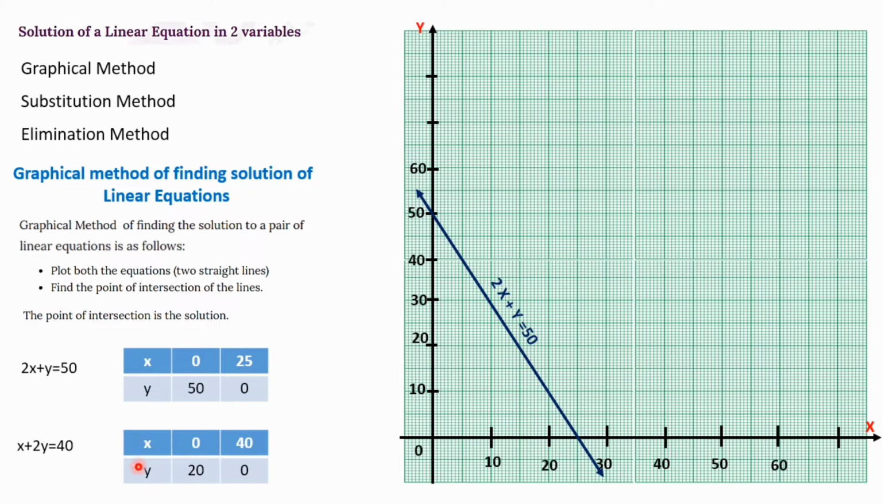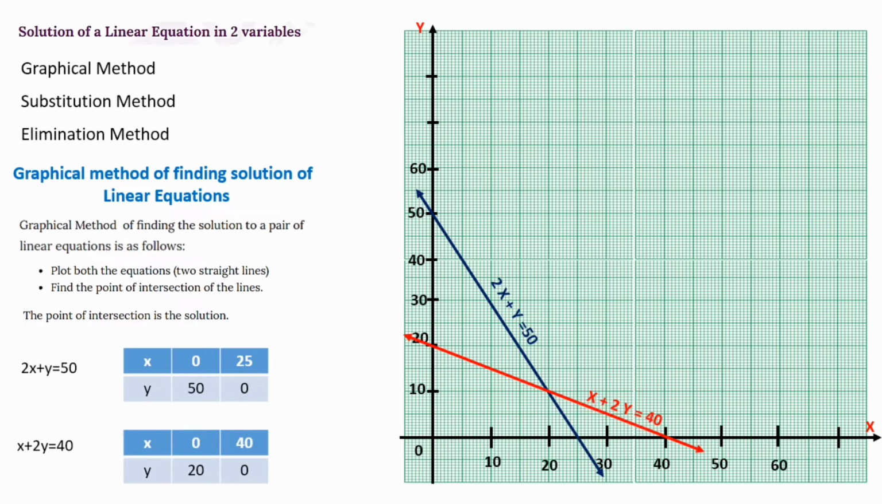Next set of points I am going to take, that is 0, 20. X is 0, y is 20. So 0, 20 comes here. So we have to mark a point here by using the pencil. Then next is 40, 0. X 40, y 0, in the sense this is the point. By joining these two, we have to draw another line, and we have to label it as x plus 2y is equal to 40.